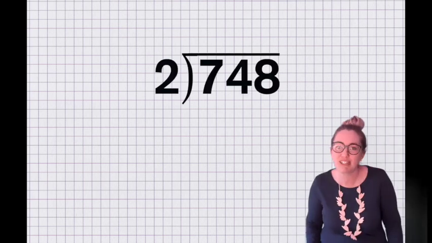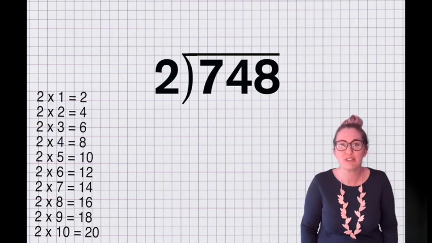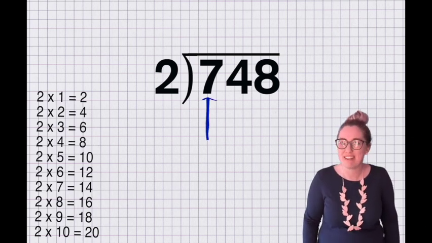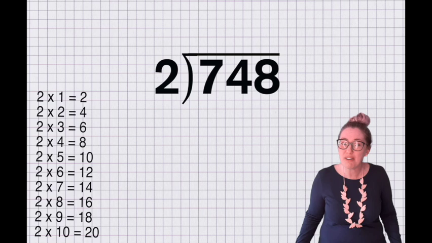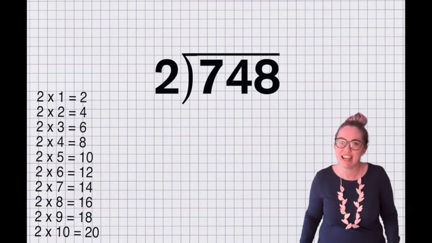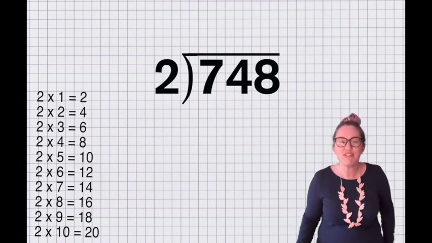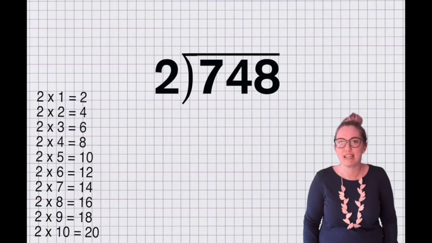748 divided by 2. Because we're dividing by 2, we need to use our 2 times tables. The first number we are looking at is the 7. That's because it's in the hundreds place, and that's the largest place in our number. We start with that largest place because as we adjust, we can then move our numbers down into the tens and into the ones. Now 7 divided by 2 is not going to divide so easily because 7 is not one of the answers in our 2 times tables.